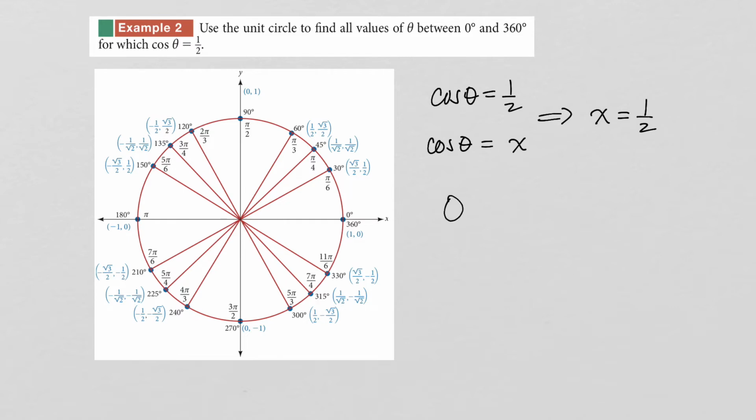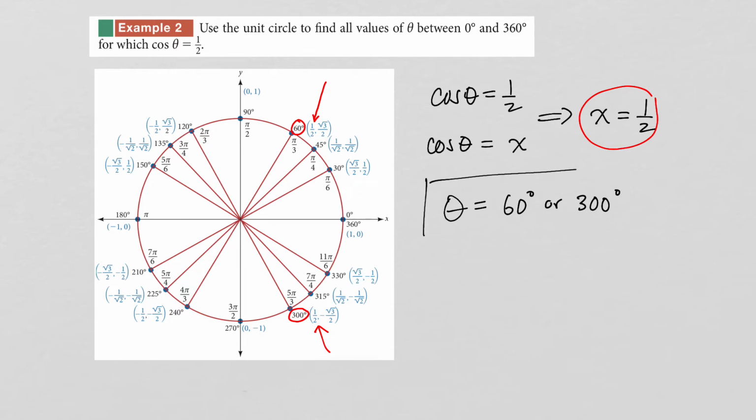So to find all the angles theta for which this is true, I only need to look at the points on the unit circle and find all the points where the x-coordinate of that point is 1/2. And that occurs right here at 60 degrees, and it also occurs down here at 300 degrees. No other point on the unit circle has an x-coordinate of 1/2. So the angles theta for which cosine equals 1/2 is going to be 60 degrees or 300 degrees.